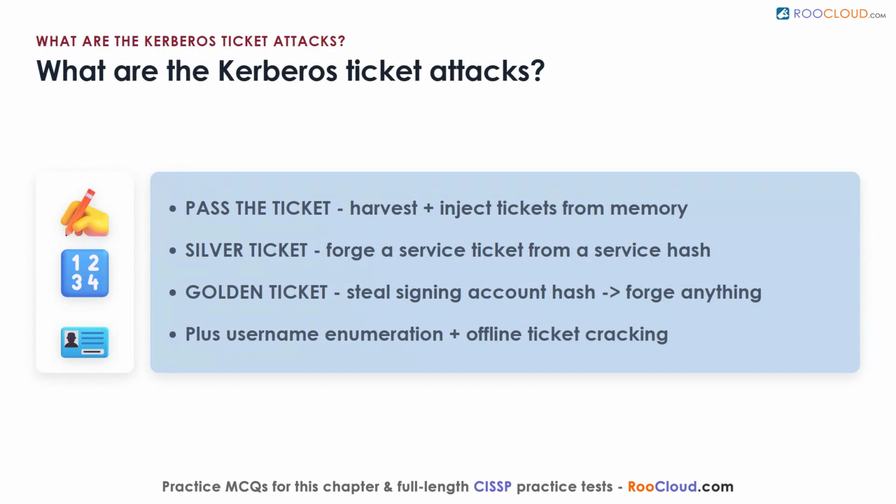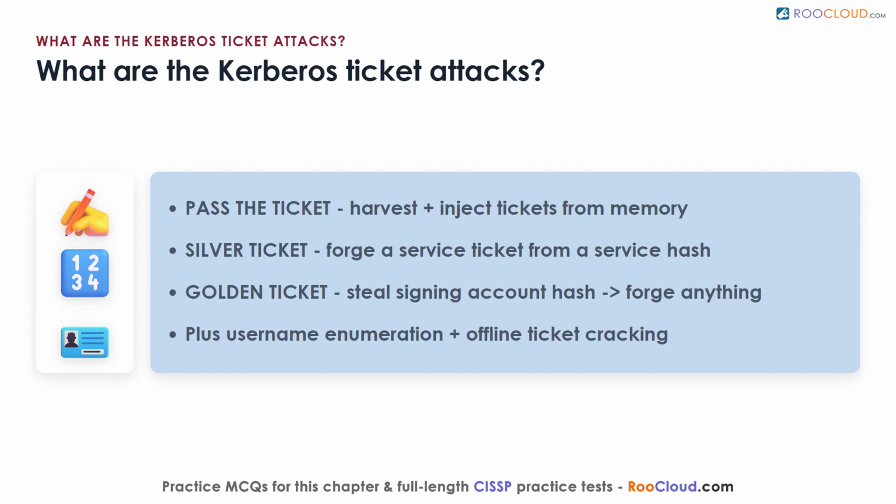What are the main Kerberos exploitation attacks? Several attacks abuse the ticket system. In Pass the Ticket, attackers harvest tickets from memory and inject them to impersonate a user. A silver ticket forges a service ticket from a stolen service account hash, granting that service account's privileges. A golden ticket is the worst case. Steal the hash of the special Kerberos account that signs all tickets, and the attacker can forge tickets for anything at will across the domain.